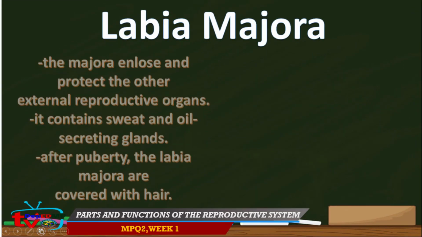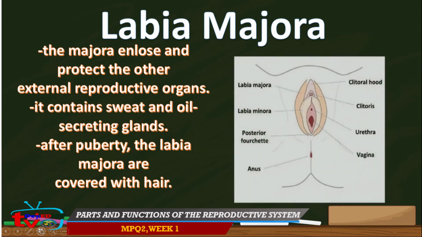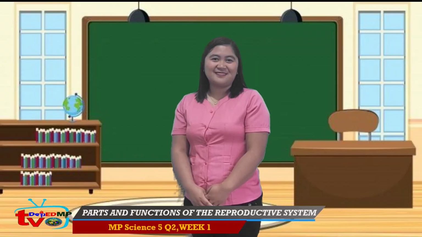Labia majora. The labia majora enclose and protect the other external reproductive organs. It contains sweat and oil-secreting glands. After puberty, the labia majora are covered with hair. In this picture, that is the labia majora.